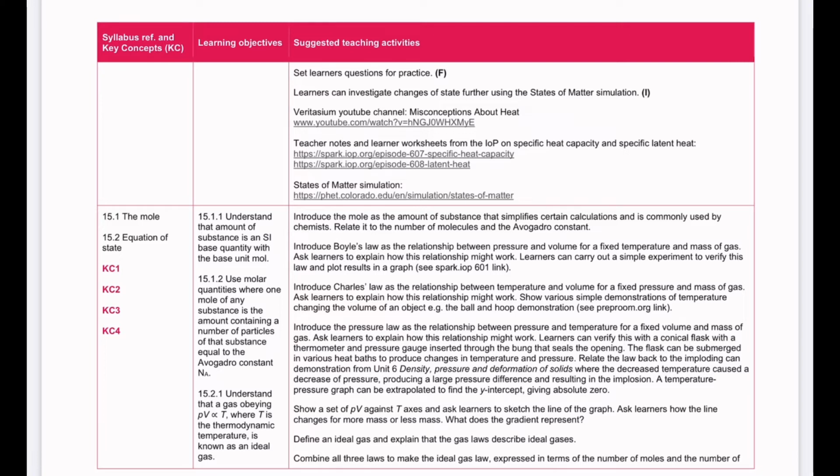Key concept. 15.2 Equation of state. Learning objectives. 15.2.1 Understand that a gas obeying PV directly proportional to T, where T is the thermodynamic temperature, is known as an ideal gas.